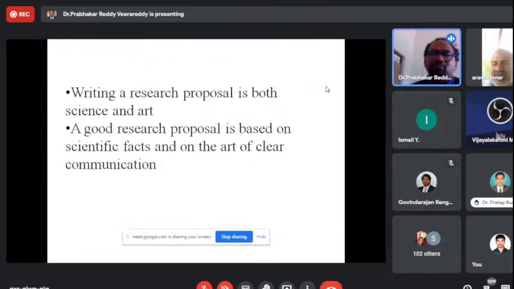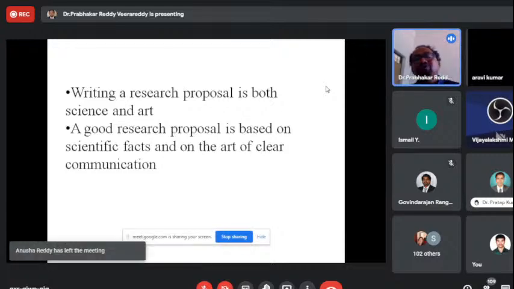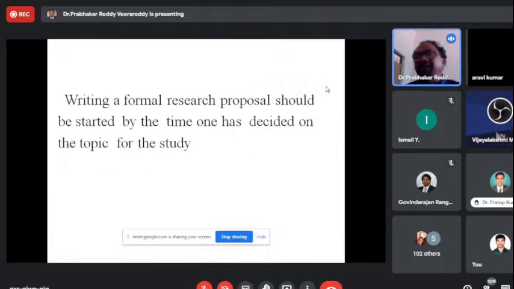So writing a research proposal is both science and art. A good research proposal is based on scientific facts and an art, clear communication. I told you, whatever the scientists are telling, you should write in your paper. That's the beauty. It's not your idea, it's an already published idea, and you are modifying the idea.